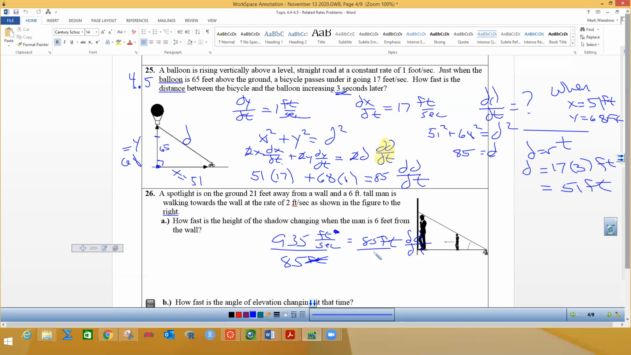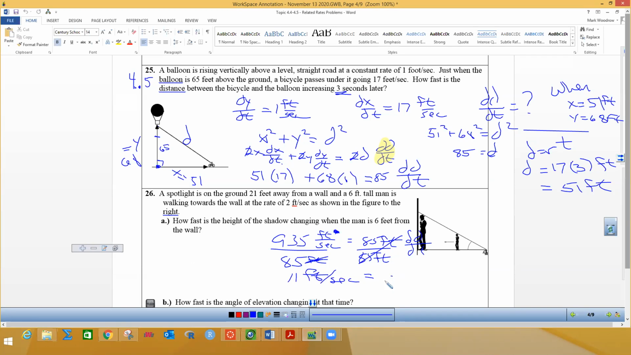That's because this is going to be a rate of change in that distance. So that's good enough for your answer right there. So dt is 935 over 85 feet per second. Now I'm going to go ahead and do that on the calculator. I could have done it by hand, but it would have taken longer. That comes out to be 11. So it's 11 feet per second.